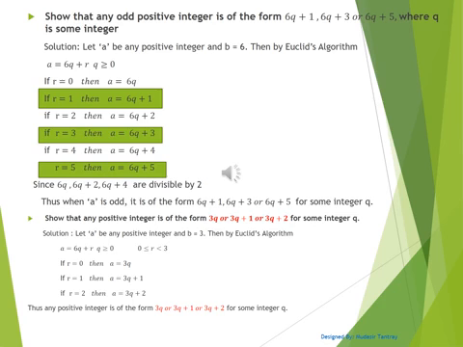Then, by Euclid's algorithm, a should be equal to 3q plus r while q is greater or equal to 0 and 0 is less or equal to r less than 3. If our remainder is 0, then a is equal to 3q. If our remainder is 1, then a is equal to 3q plus 1. If r is equal to 2, then a is equal to 3q plus 2. From above, it is clear that any positive integer is of the form 3q or 3q plus 1 or 3q plus 2 for some integer q.